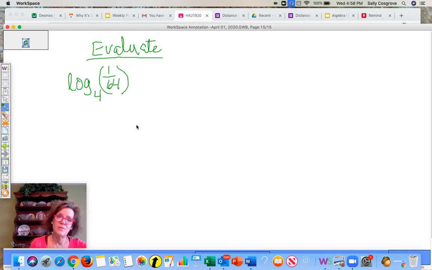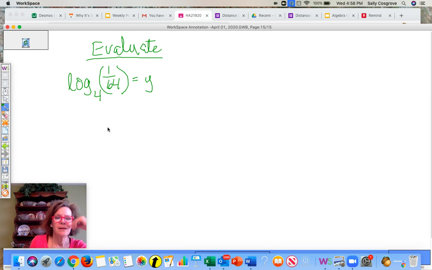All right, well, we don't know what that is. The question is, what power do I raise 4 to? 4 to what power is 1 over 64? That's essentially what you're asking when you're asking about logarithms. Just like exponents are repeated multiplication, logarithms end up being repeated division. So log of 1 over 64 equals, we don't know.